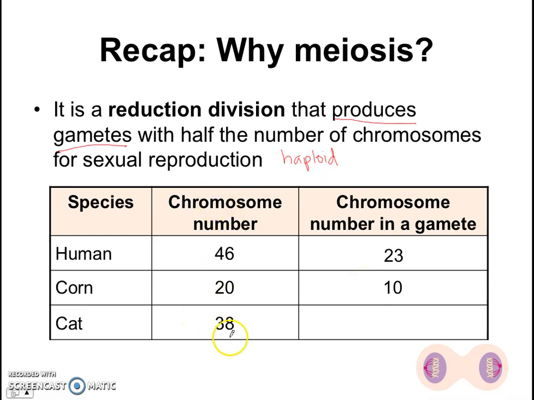And most cat cells have 38 chromosomes. Well, if you look at the gametes of cats, so their sperm and their eggs, you'll find that they only have 19 chromosomes. Right? So meiosis is the type of reduction cell division that helps to produce these gametes with half the number of chromosomes. And that's very important for sexual reproduction.